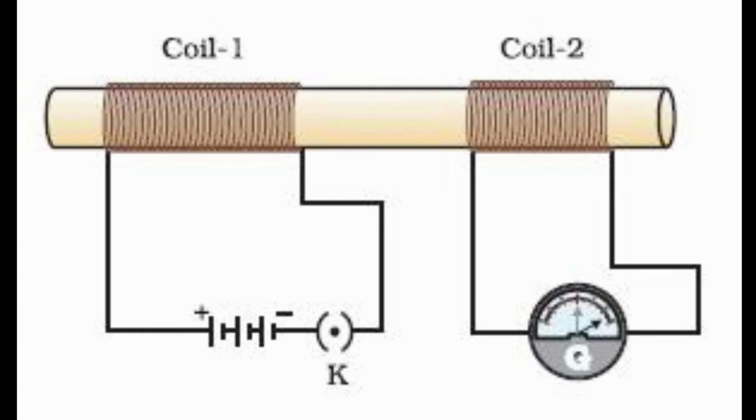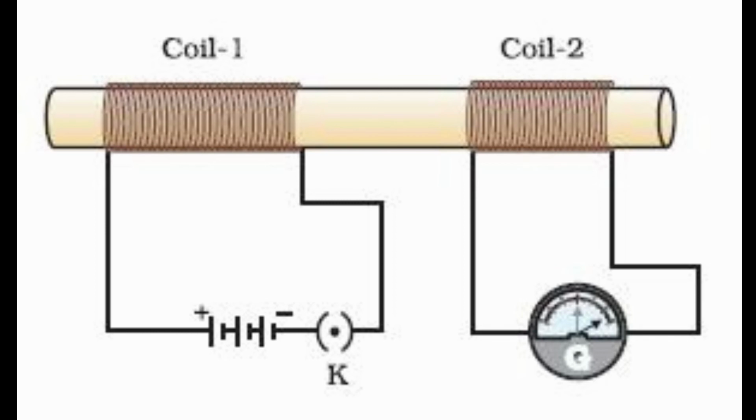When no current is flowing in coil 1, the galvanometer connected to coil 2 shows no deflection. The pointer of the galvanometer jumps to one side momentarily when the key is inserted and current flows in coil 1. The galvanometer shows no deflection when current through the coil is constant. On disconnection from the battery, the galvanometer shows momentary deflection but to the opposite side. A changing magnetic field in a coil induces EMF in another coil.